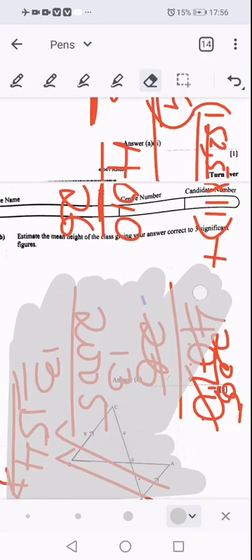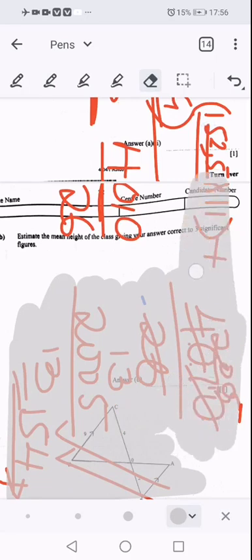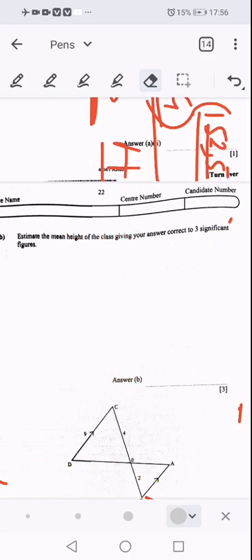Don't do it, send it. All right, it's on.